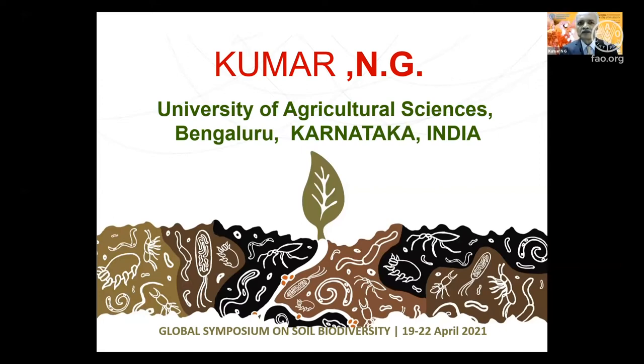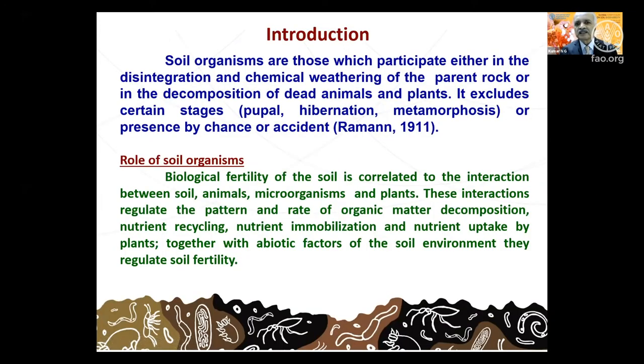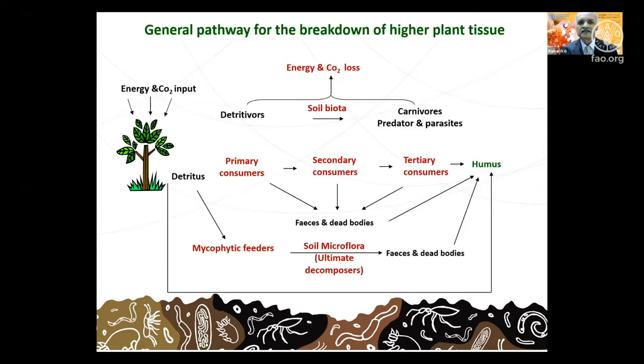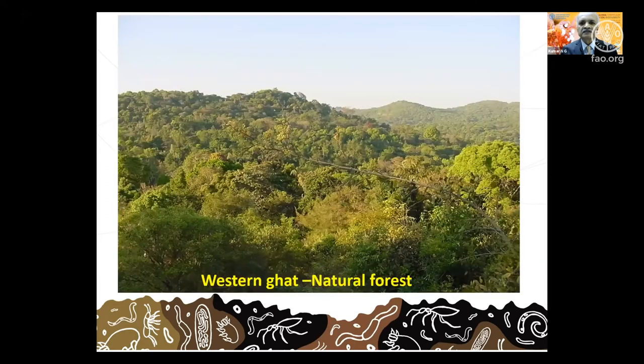Hello, I am Kumar from the University of Agricultural Sciences, India. You know that the biological fertility of the soil is correlated to the interaction between soil animals, microorganisms, and plants, together with abiotic factors of the soil environment, to regulate soil fertility. In nature, the detritus is converted to humus in the presence of soil biota, which have different consumer levels: primary consumers, secondary consumers, tertiary consumers, mycophytic feeders, and the ultimate decomposer. If any human activity affects any one consumer, that is going to affect the humus formation in nature. Here in the natural forest, the soil biota are involved in the formation of humus naturally.